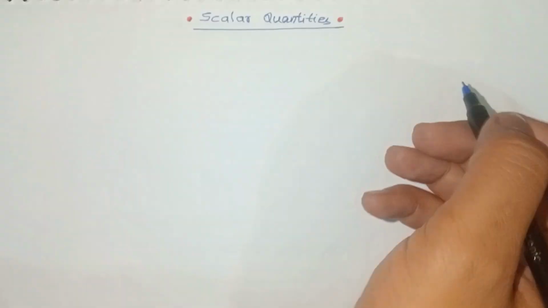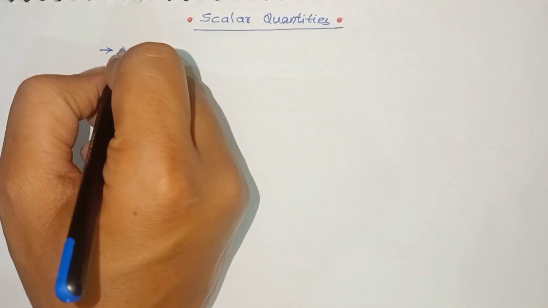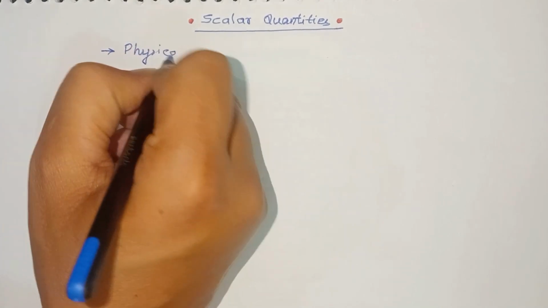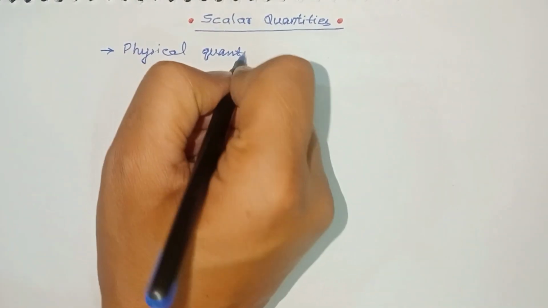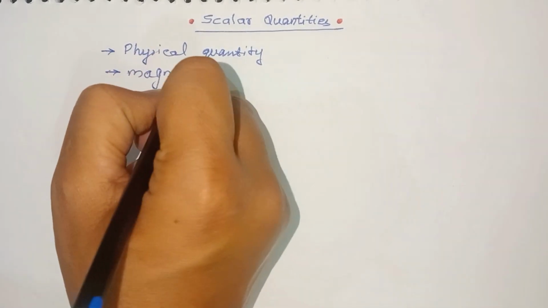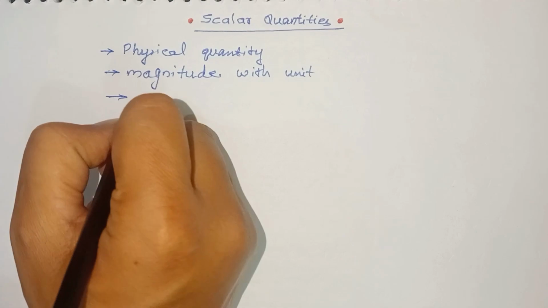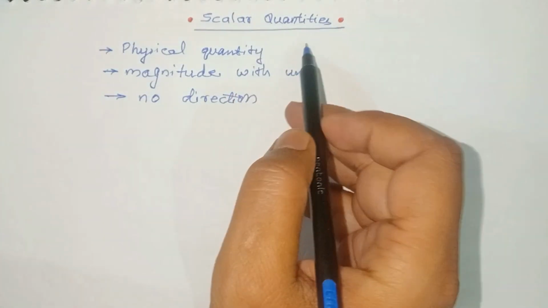Let's study scalar quantities. What is a scalar quantity? First, a scalar quantity is a physical quantity. It has magnitude with unit. It has no direction. These three things we have in scalar quantities.